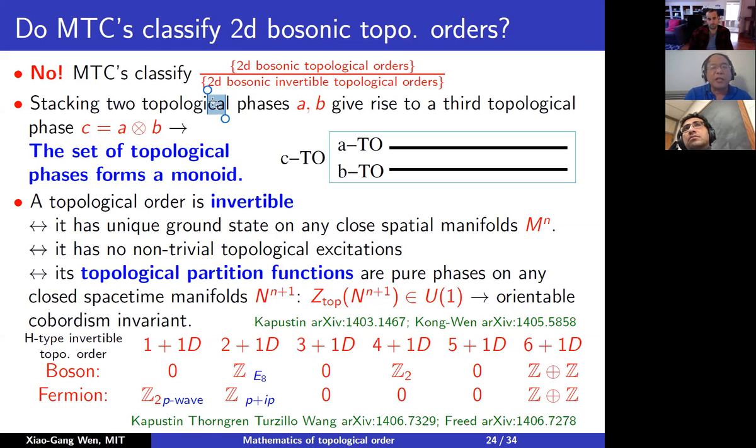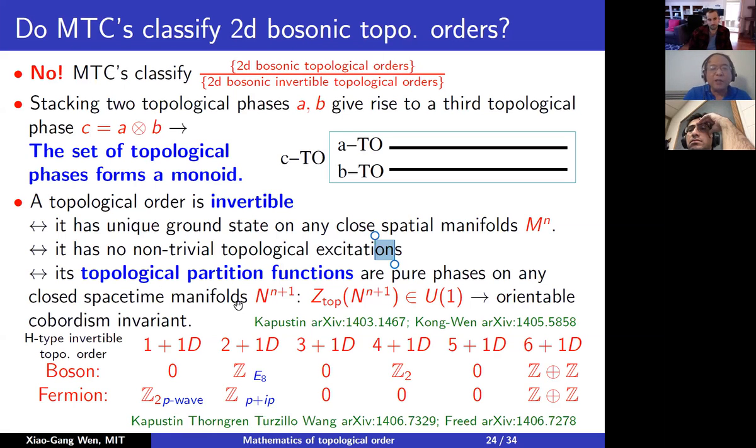The invertible topological order has the property that it has no non-trivial topological excitation. So the invertible topological order is non-trivial, but its excitations are always trivial. This invertible topological order is only non-trivial in its boundary states. We do not talk about the boundary, so we don't see its non-trivialness. Therefore, the modular tensor category only classifies topological order up to this invertible topological order.